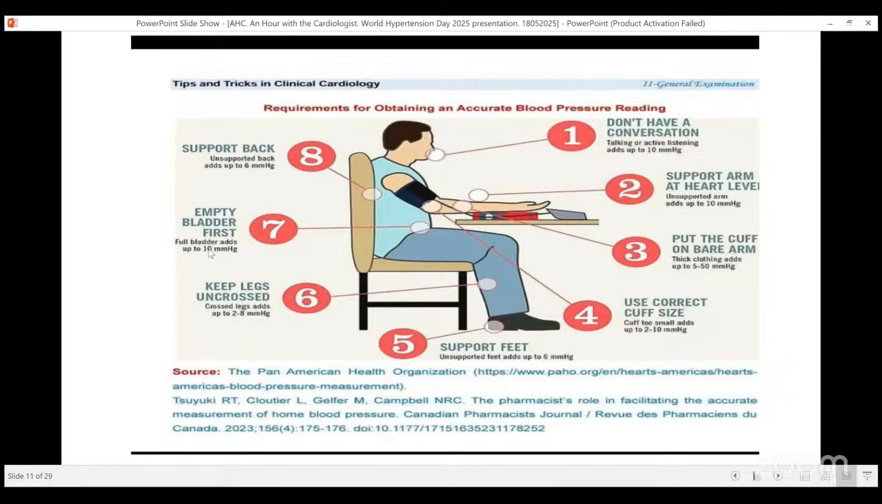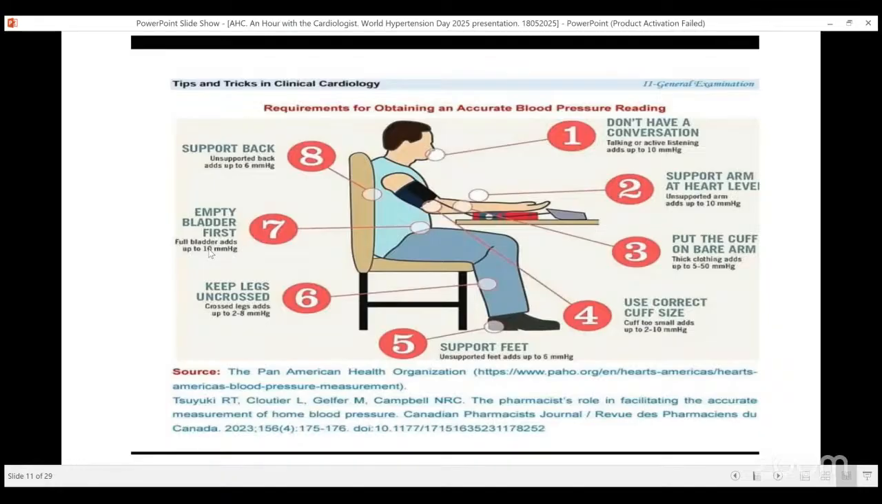Some people are talking on the phone and they're checking their blood pressure. Some people are actively talking with somebody and they're checking their blood pressure. Some people will just cross their leg, cross it very tight, and they're checking their blood pressure. Some people are pressed and they say, oh, let me just quickly check my blood pressure before I go to ease myself. No, ease yourself, empty your bladder first.